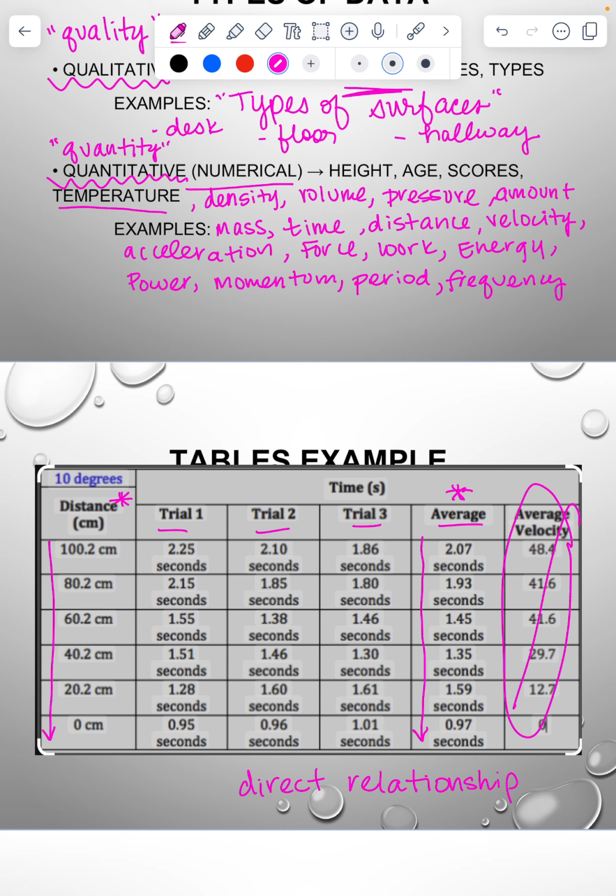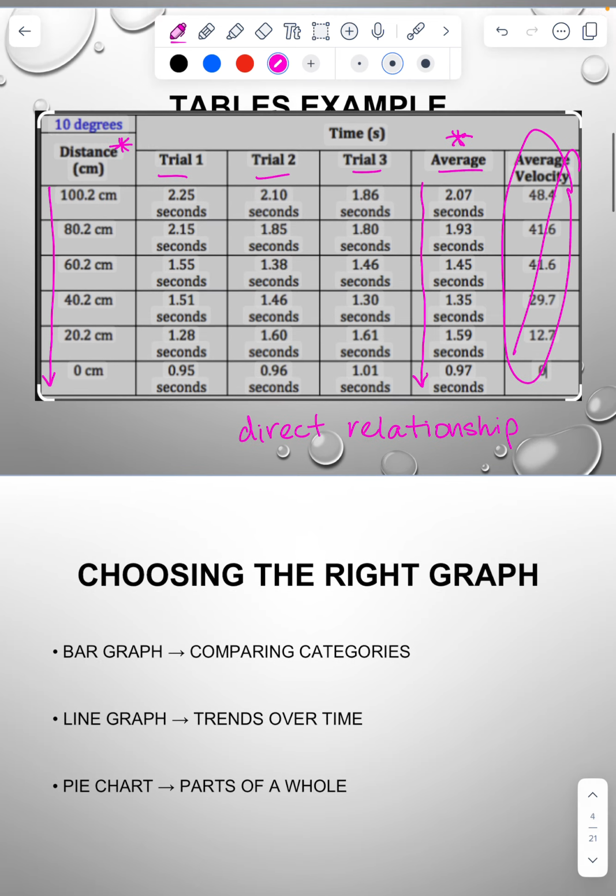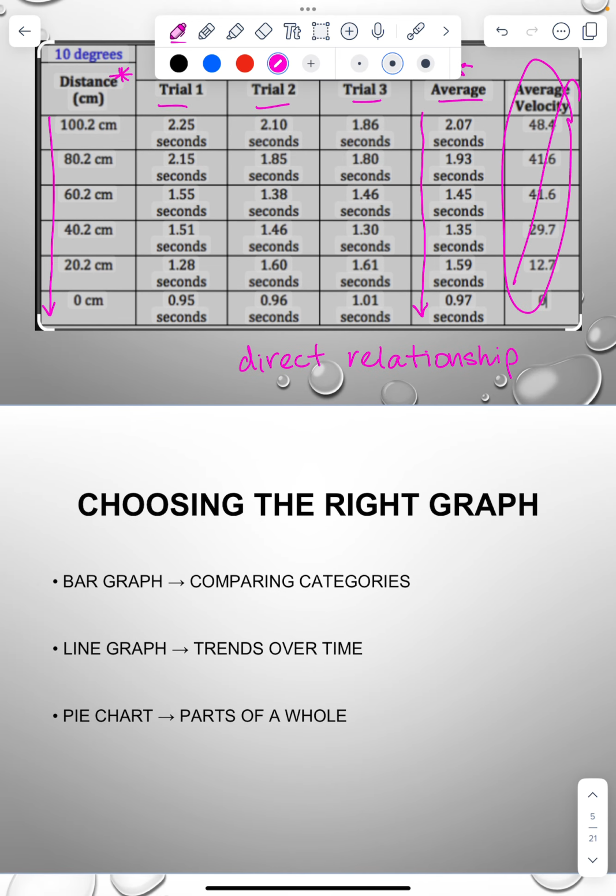So in order for us to better represent our data, and to more easily see those relationships, we're going to turn those data tables into graphs. Now, we want to choose the right graph for our data, and these are just some of the types of graphs that there are.